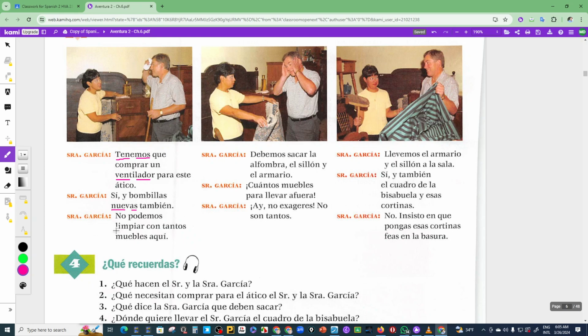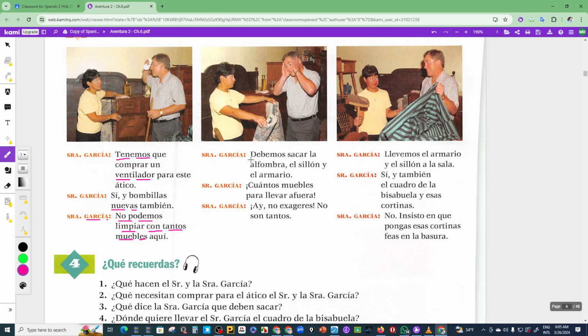No podemos limpiar con tantos muebles aquí, Mrs. García said. We cannot clean, no podemos limpiar con tantos muebles aquí. Tantos means too many. Tantos muebles aquí. Too many furniture here. We cannot clean with too many furniture here.